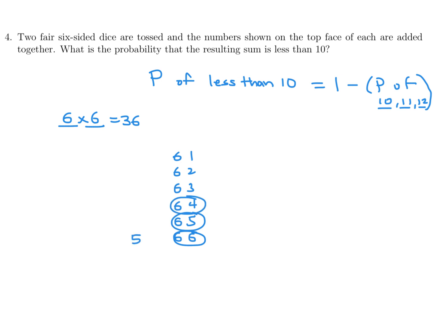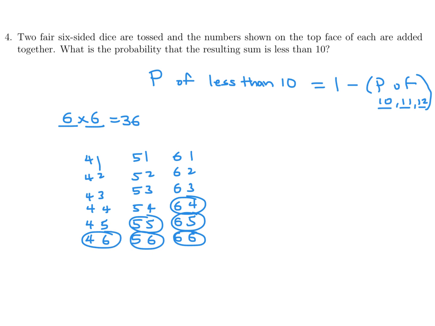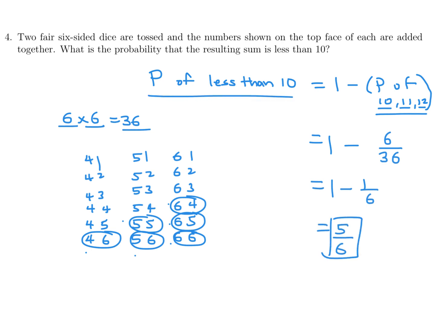And then when you have 5, 5, 6, 5, 5, 5, 4, 5, 3, 5, 2, and 5, 1, this is 11, this is 10. And then with 4, 4, 6, 4, 5, 4, 4, 4, 3, 4, 2, and 4, 1, and that's 10. So these are the only ones, 1, 2, 3, 4, 5, 6, that are in this category. So that basically means 1 minus 6 over 36, because the total is 36. And that's 1 minus 1 over 6, and that's 5 over 6. So 5 over 6 is the probability of getting a sum of less than 10.